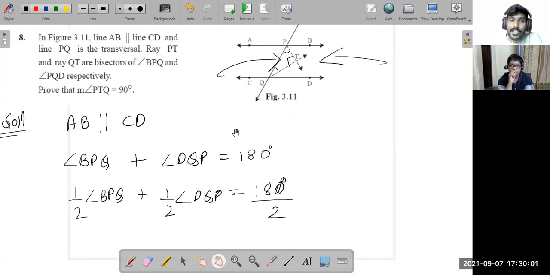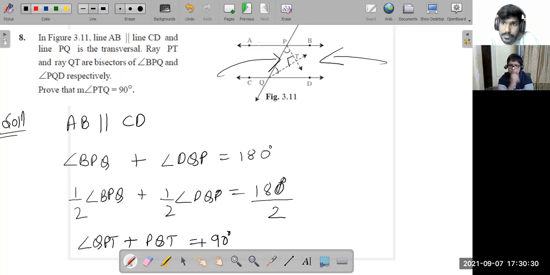So now half angle BPQ is nothing but this interior one, TPQ or QPT. Similarly, half of this below one will be PQT, which is equal to 90 degrees. Did you understand this? Yes, sir. Okay.